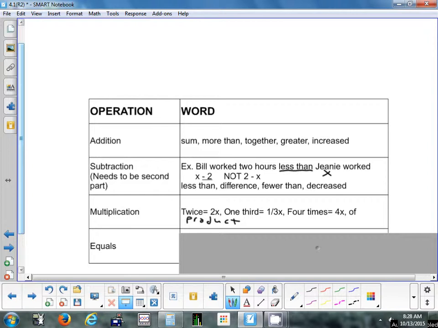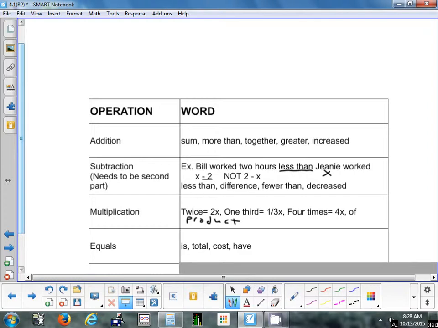Okay, and then equals. Okay, for present tense, I can't think of a bunch of words that means equals. What's the one that we use the most? Is. All right. Yeah, we could see total. Okay, so there's a few, but not too many. I bet most of the time you're going to see the word is.